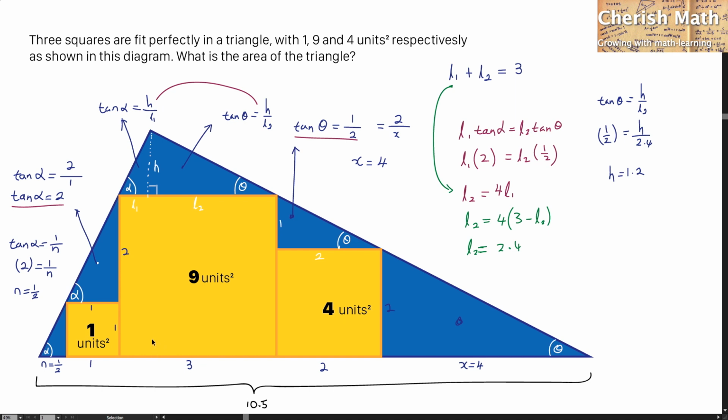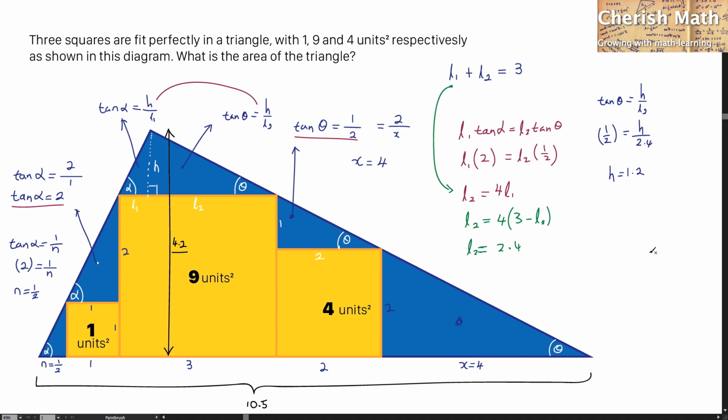To find the height of this triangle, I will have to add the height of the biggest square to the value of h. That produced 4.2, using the height of this largest square, which is 3, plus the value of h at 1.2. So this is the value 4.2 for the height of this triangle.